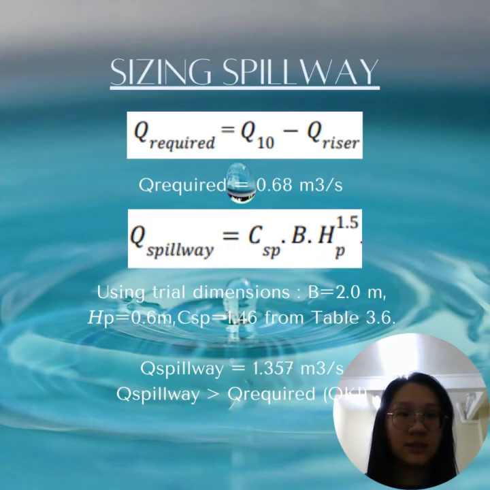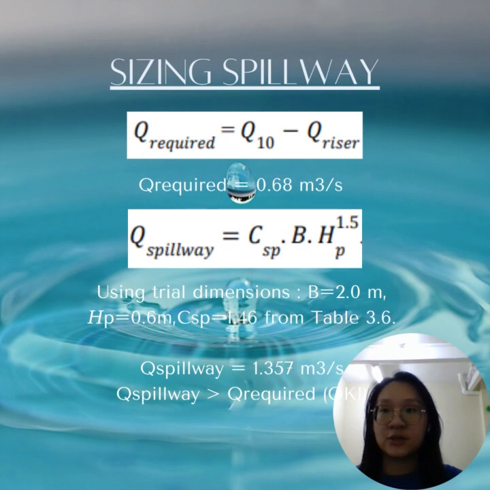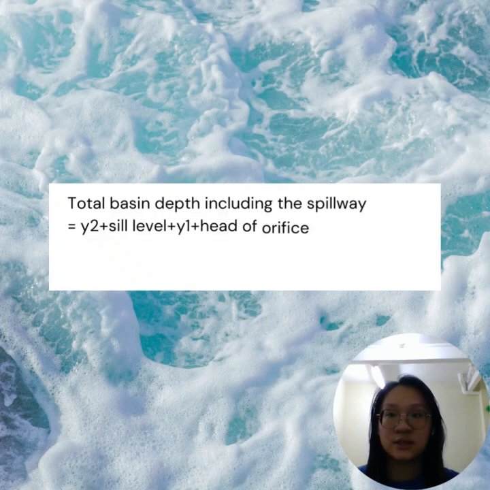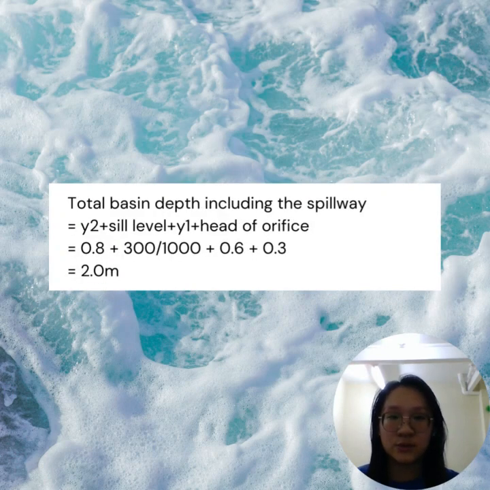Next, for sizing the spillway, the Q required is equal to Q10 minus Q riser, and we get 0.68 cubic meters per second. Using the trial dimensions of 2 meters of base width and 0.6 meter of effective head, the discharge coefficient is determined from Table 3.6 as 1.46. Then the emergency spillway discharge is calculated using the formula shown here, and we get 1.356 cubic meters per second. Since Q spillway is bigger than Q required, the design is passed. From this Table 3.6, we can determine the spillway discharge coefficient. Next, the total basin depth, including the spillway, is calculated and equals 2 meters.